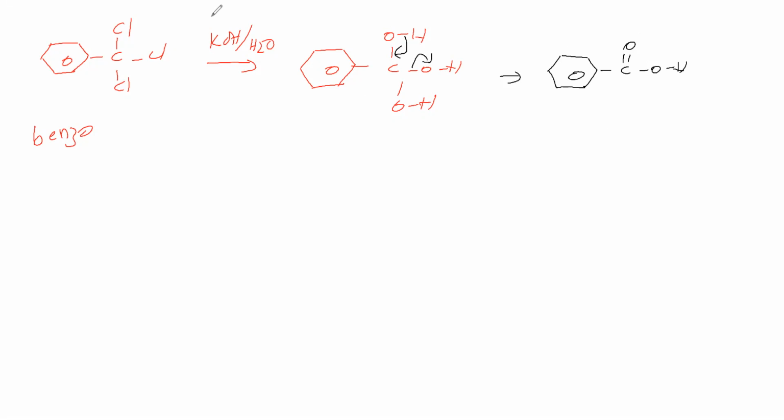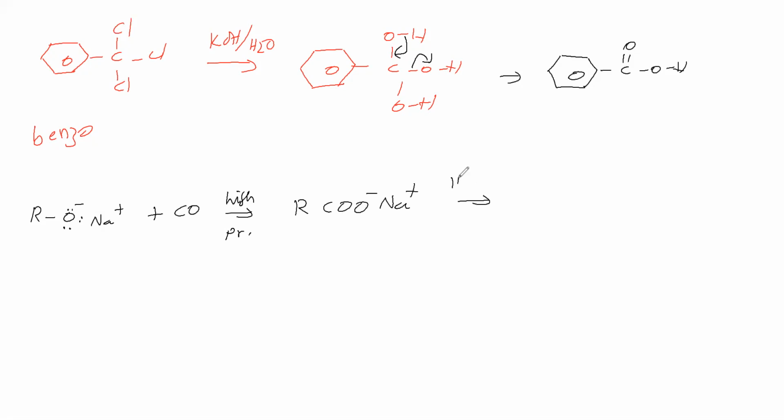Next method we will see. We'll take a sodium alkoxide. To this we will add carbon monoxide, and we are giving high pressure. What we are getting is the sodium salt of carboxylic acid, the sodium carboxylate.